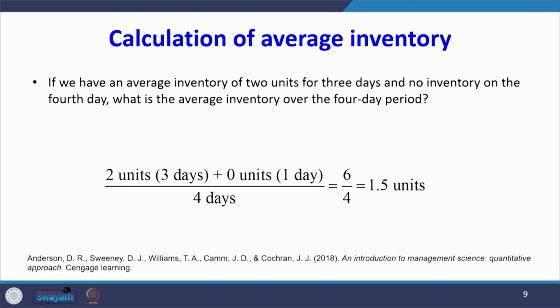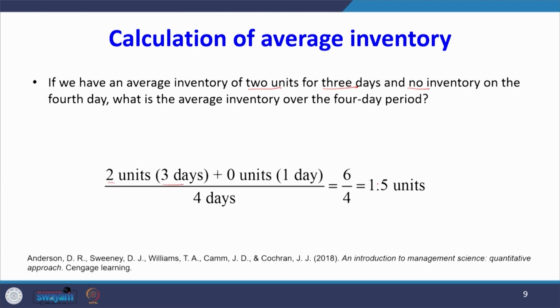As usual, we will go for calculation of average inventory. Suppose you are having 2 units for 3 days and no inventory on the 4th day. What is the average inventory over the 4-day period? So, 2 units you are holding for 3 days and 0 units, this is a shortage, for 1 day. What is the total duration? 3 plus 1, 4. So, when you simplify it is 6 upon 4, it is 1.5 units.